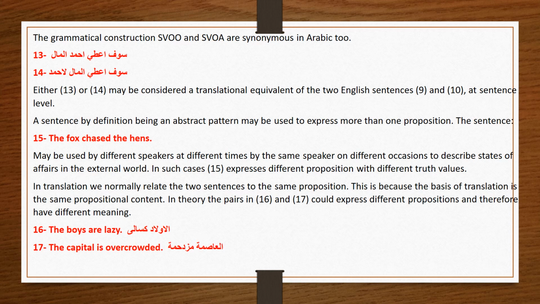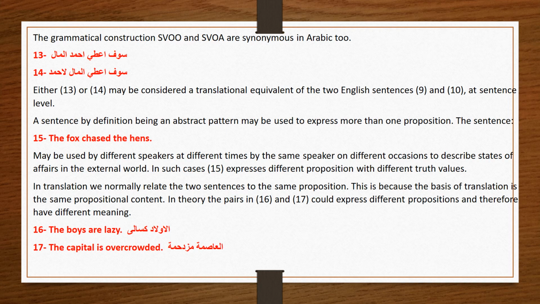Here we have 13. سوف أعطي أحمد المال, and 14. سوف أعطي المال لأحمد. Either 13 or 14 may be considered the translation equivalent of the two English sentences 9 and 10 at the sentence level. A sentence, by definition being an abstract pattern, may be used to express more than one proposition. The sentence in 15, the fox chased the hens, may be used by different speakers at different times, or by the same speaker on a different occasion, to describe the state of affairs in the external world.